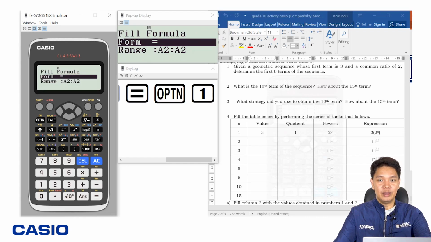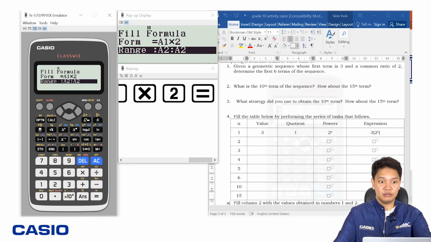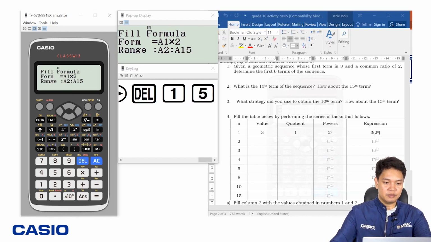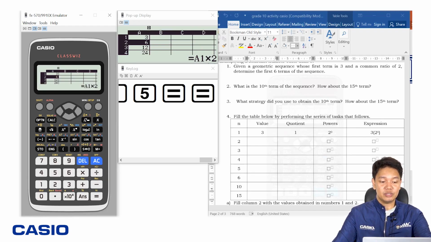And then we want to multiply the first term 3 with 2. So you need to press alpha and then the negative sign for 1. And then 1 times 2 for our common ratio. And then we need to fill up our table onto the 15th row. So from A2 to A15, press arrow right and then delete 2, replace by 15. Then press equals and another equals. We have now the terms of the geometric sequence with first term 3 and a common ratio of 2.